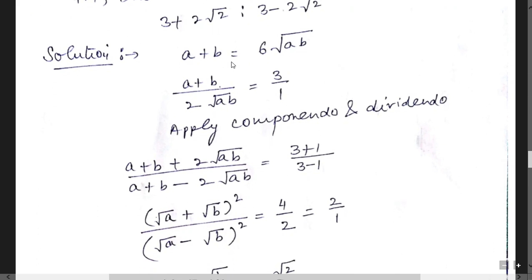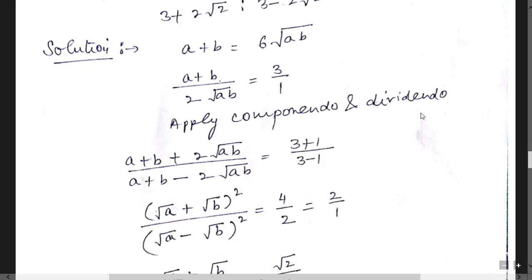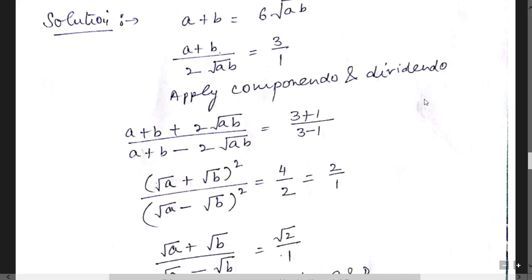If I write A plus B is equal to 6 into AB root, please write A plus B divided by 2 into root AB is equal to 3 over 1. Now apply componendo and dividendo. What is the meaning of componendo and dividendo? If I write A over B, then componendo means A plus B in the numerator and dividendo means A minus B in the denominator. It becomes A plus B plus 2 into root AB, A plus B minus 2 into root AB, and on the right hand side it's 3 plus 1 divided by 3 minus 1.